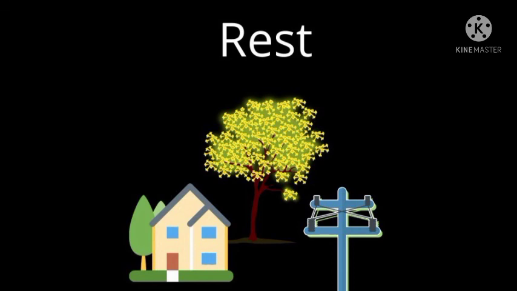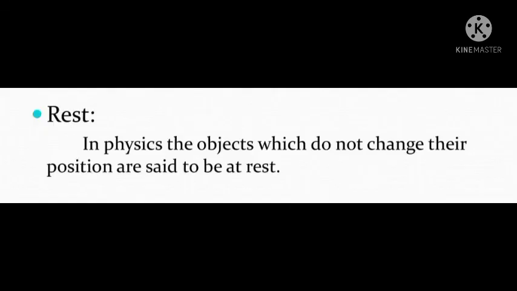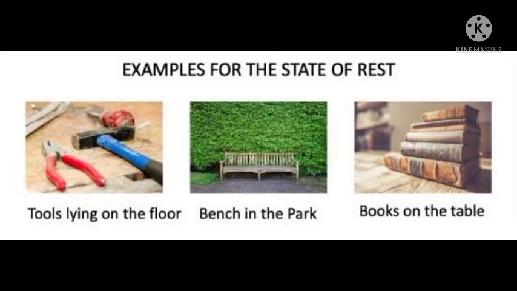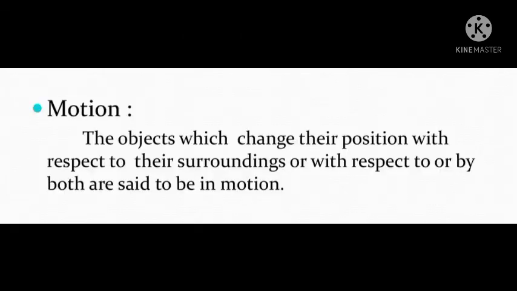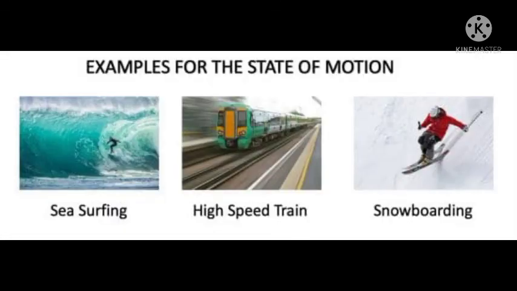Rest. In physics, the objects which do not change their position are said to be at rest. For example, tools lying on the floor, a bench in the park, books on the table. Next, motion. The objects which change their position with respect to their surroundings are said to be in motion. In normal terms, motion is nothing but the movement of an object. A few examples of motion are sea surfing, high-speed train, snowboarding, etc.